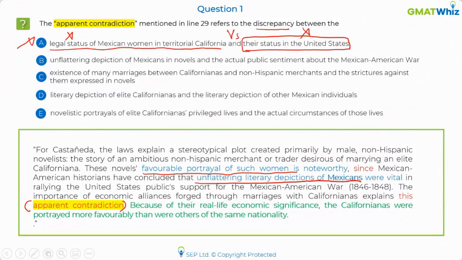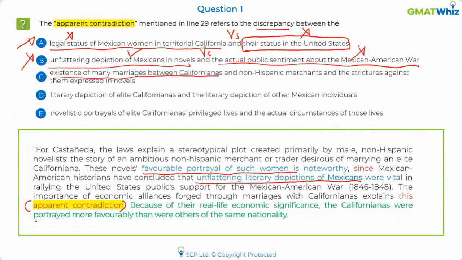So, next, unflattering depiction of Mexicans in novels, yes. Versus actual public sentiment about the American war, no. So B is also out. Again, how many of you marked B? 10%, 15% marked B. 15% marked C, 40% marked D. Okay, let's move on. Is the discrepancy between the existence of many marriages between Californianas and non-Hispanic merchants? No. Sorry. This part is mentioned, but is the difference between this? Not really. Versus strictures against them expressed in novels, not even mentioned anywhere. So this is out.